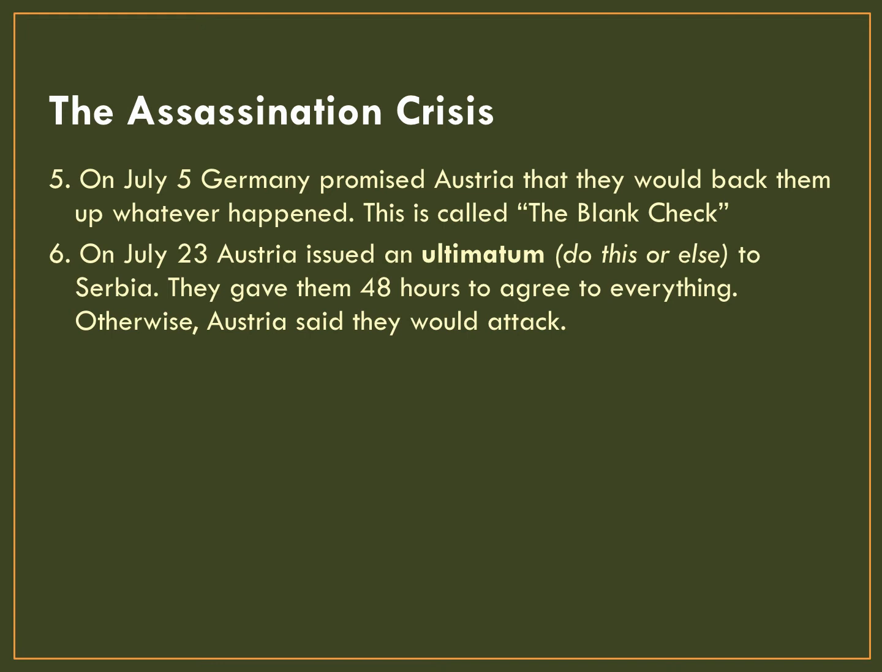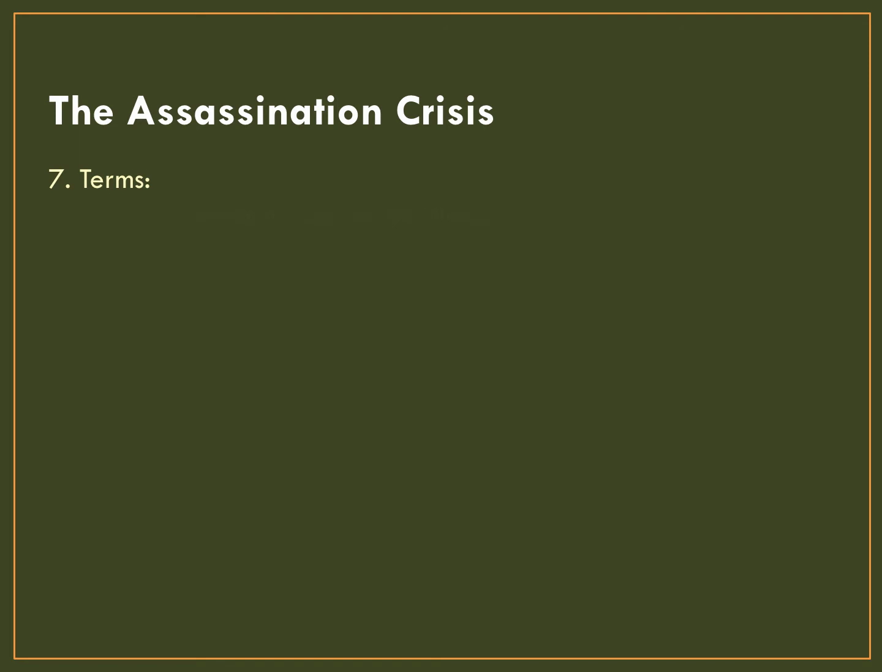So the next slide is going to talk about the terms, but again, Austria delivers this ultimatum to Serbia and gives them 48 hours to agree to everything, otherwise they will attack. So the terms. First, Serbia must issue an apology for the killings. So they must publicly apologize to Europe for the killings.